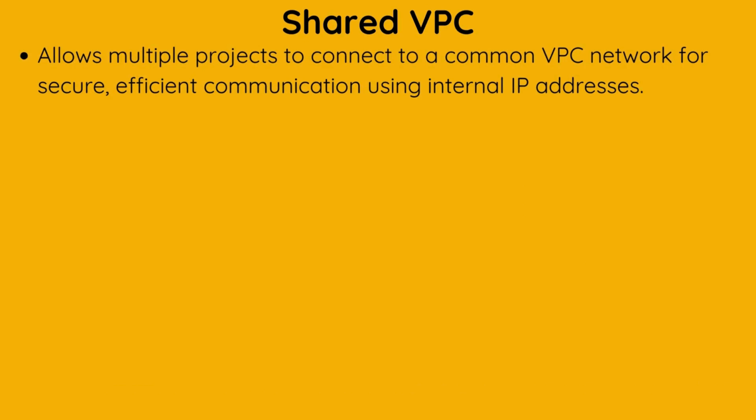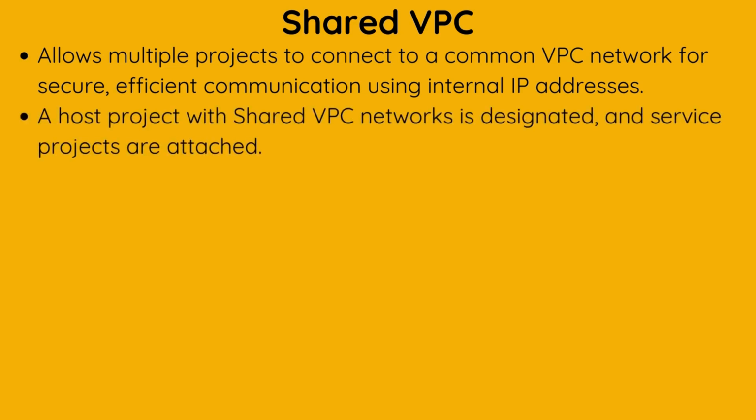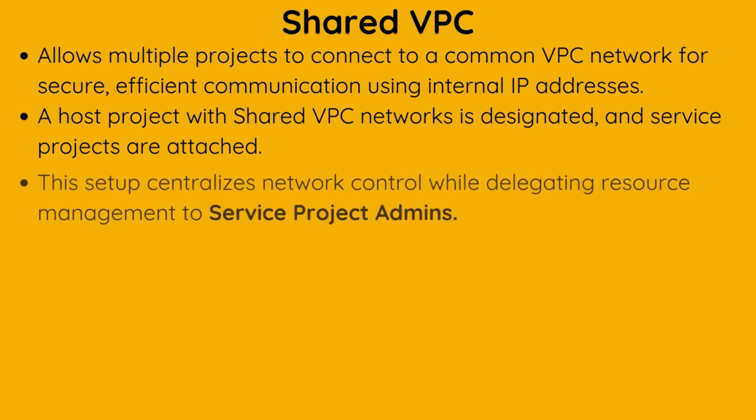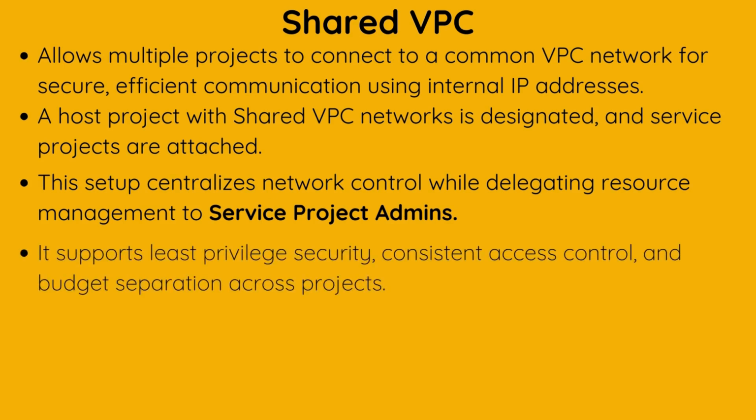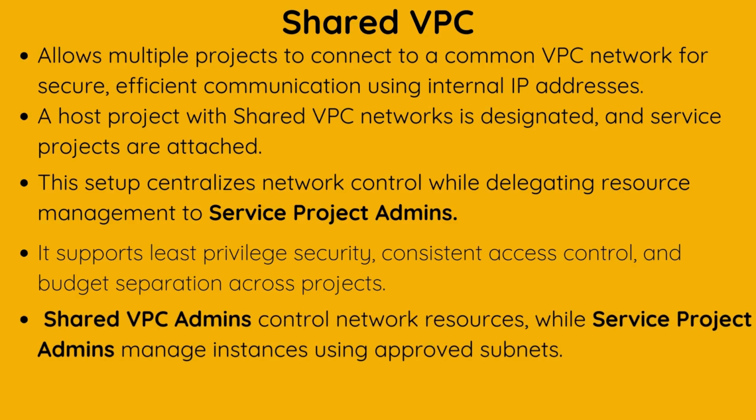Shared VPC in Google Cloud allows multiple projects to connect to a common VPC network for secure, efficient communication using internal IP addresses. A host project with shared VPC networks is designated, and service projects are attached. This setup centralizes network control while delegating resource management to service project admins. It supports least privilege security, consistent access control, and budget separation across projects. Shared VPC admins control network resources, while service project admins manage instances using approved subnets.